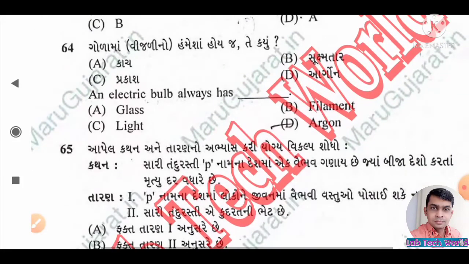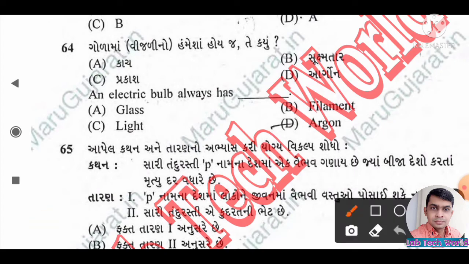Move to the next question, number 64. An electric bulb always has dash. Options: A, glass; B, filament; C, light; D, argon. The correct answer is B, filament, the necessary component of an electric bulb that is always there. So B, filament is the correct answer for this question.